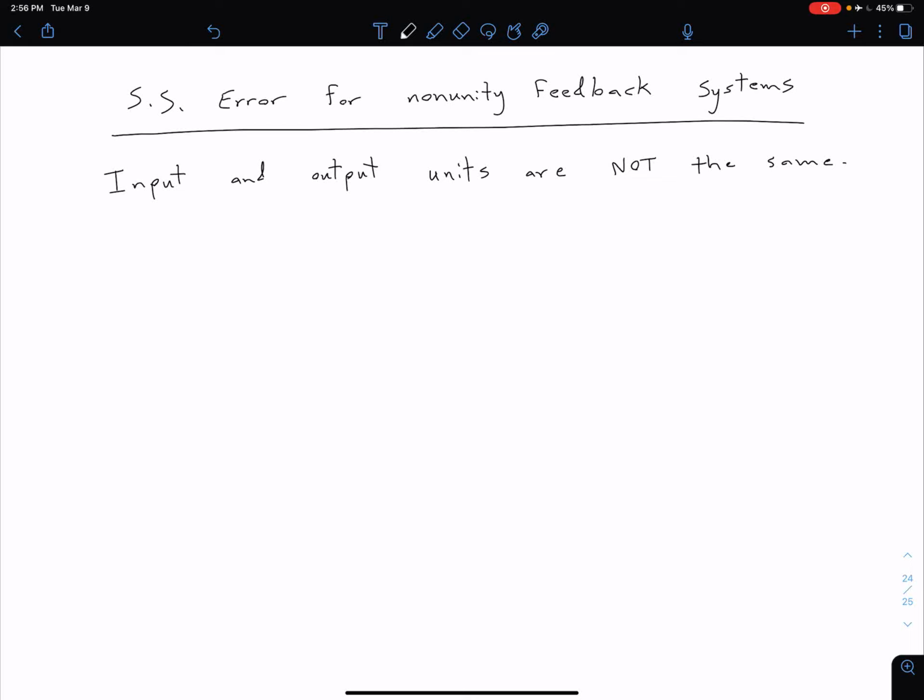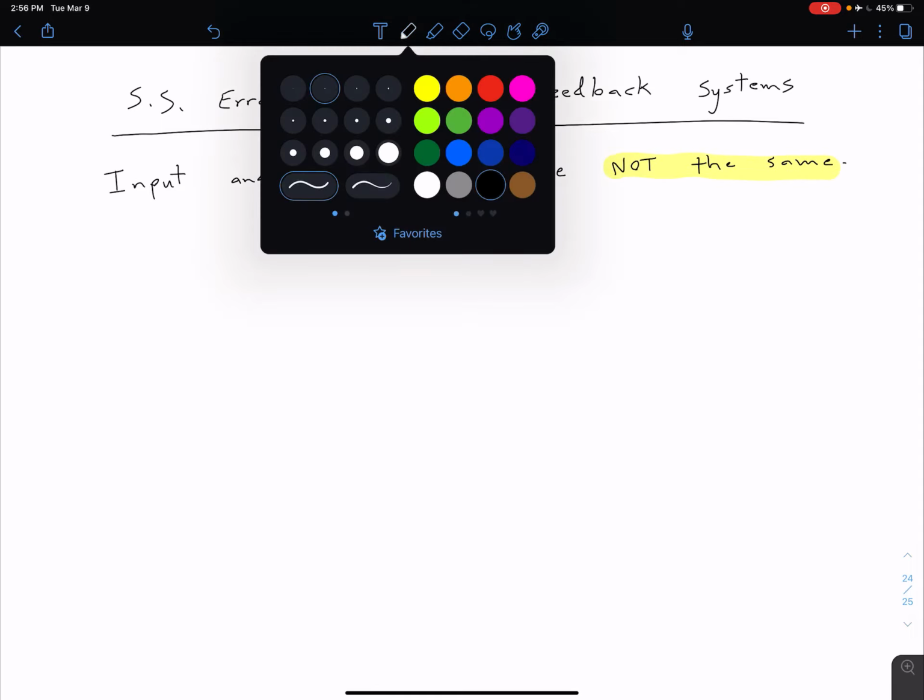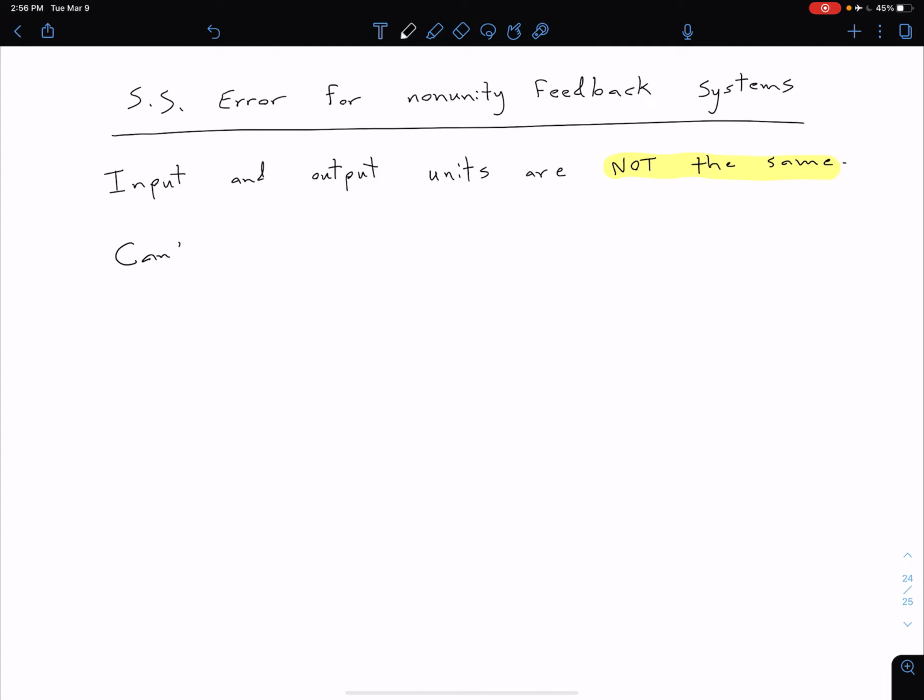Still considering our non-unity feedback systems, now we're looking at that second case where we have different units for our input and output. So our input and output units are not the same. And so in this case, we can't find our steady state error. But as we mentioned before, what we are going to find is the steady state error of our actuating signal.